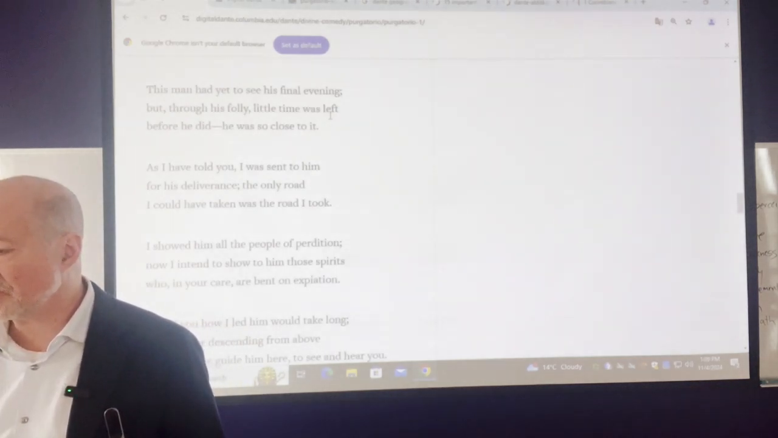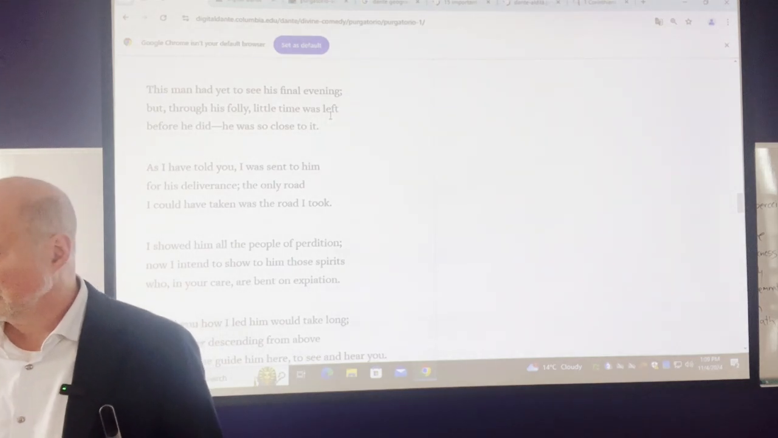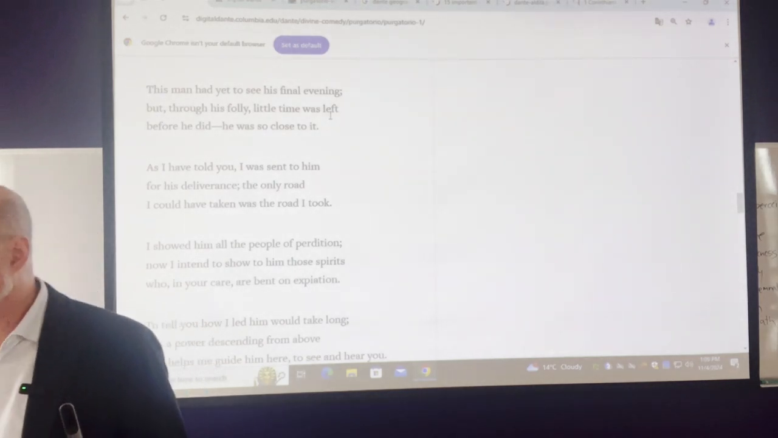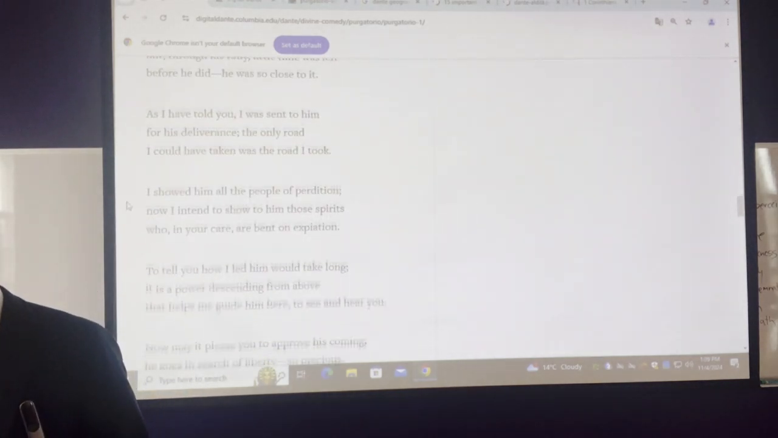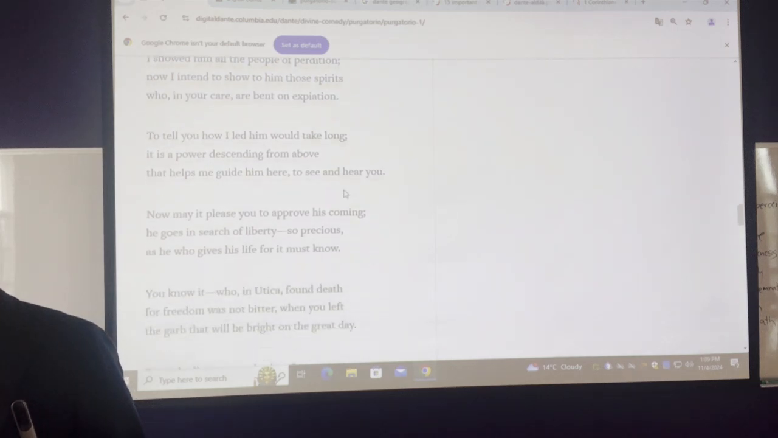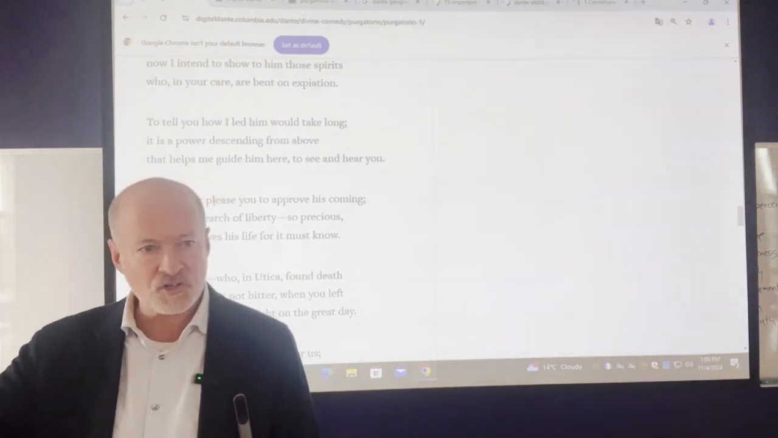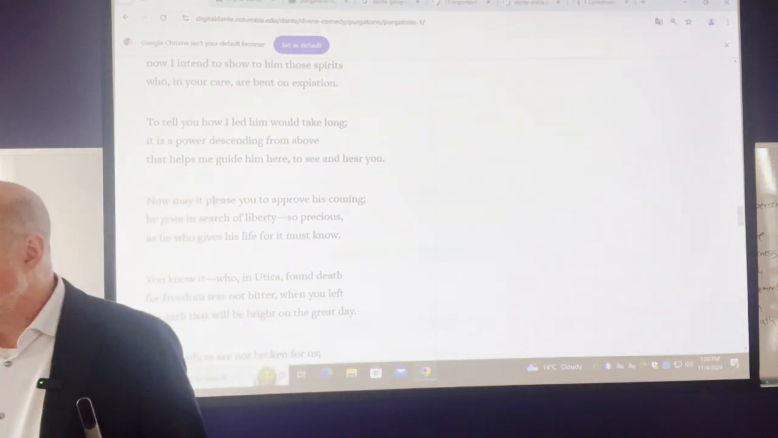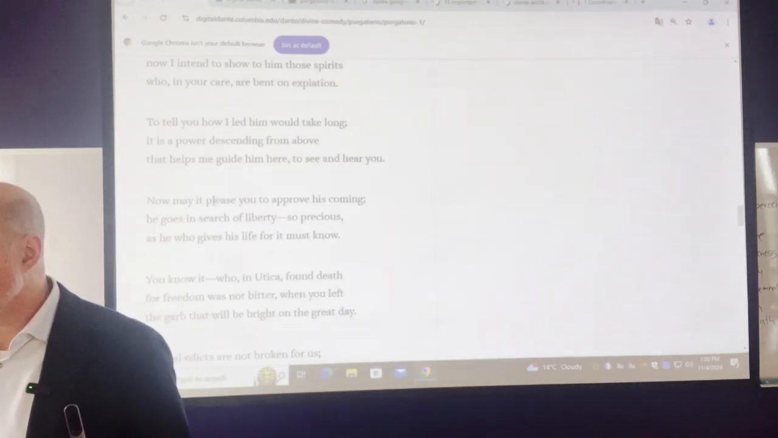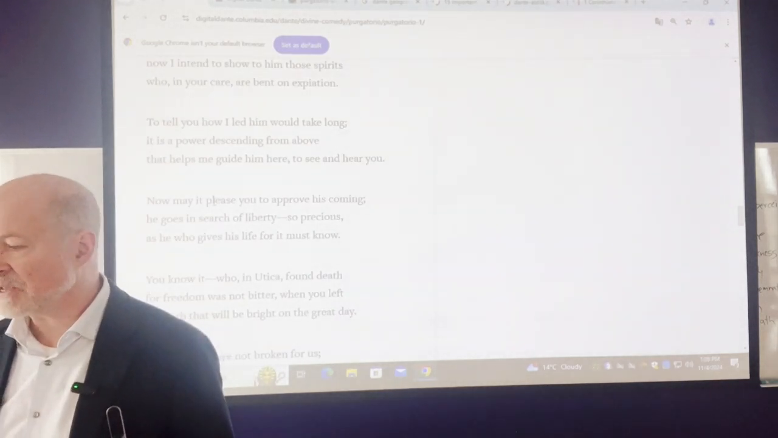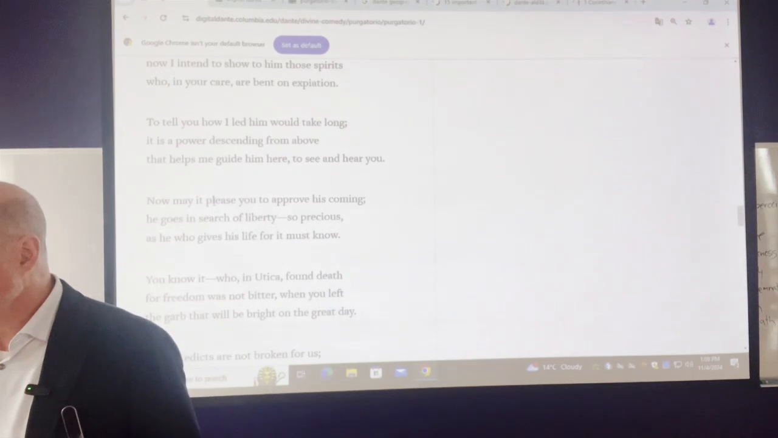The only road I could have taken was the road I took. I showed him all the people of perdition. Now I intend to show him those spirits who in your care are bent on expiation. Their sins are being purged from them, removed. To tell you how I led him would take long. It's a power descending from above that helps me guide him here to see and hear you.